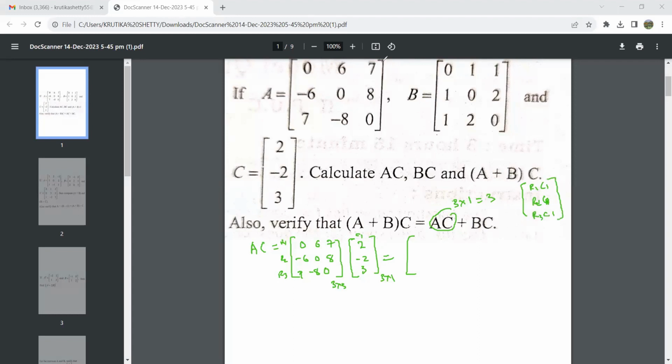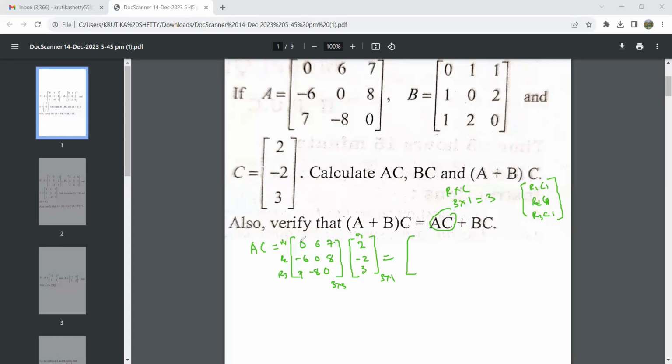Okay, so most of the students make a mistake while multiplying. So better remember the RC rule. Okay, RC rule: row of the first matrix into column of the second matrix. So if you use this, there will be no mistake while multiplying. And then apply this procedure R1 C1. So you need to multiply the elements and then take their sum.